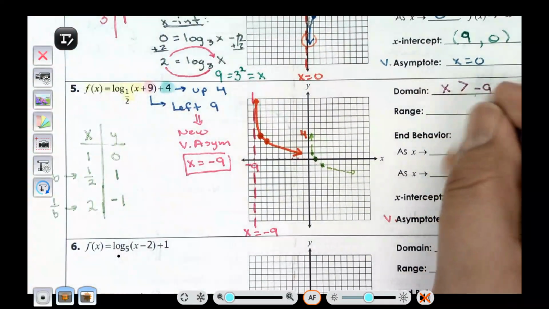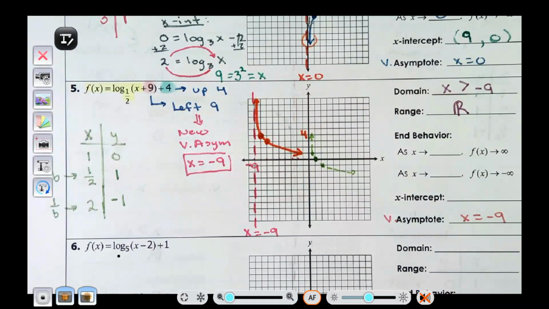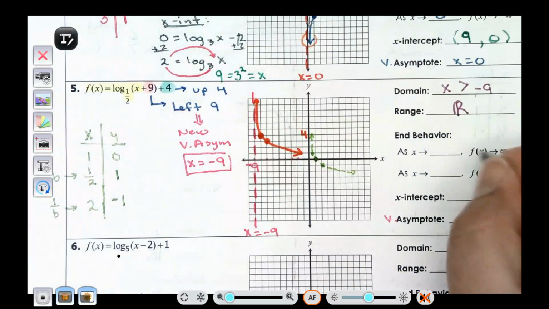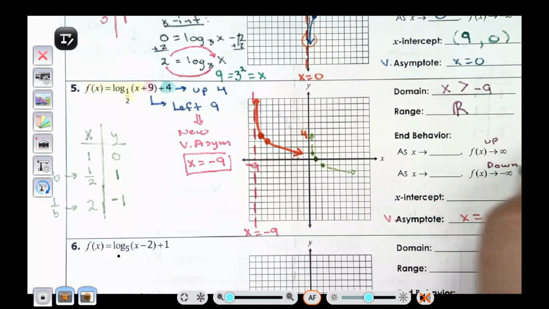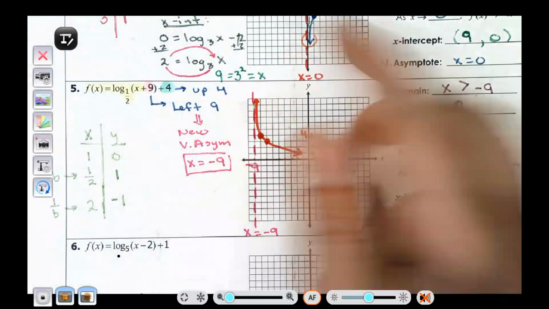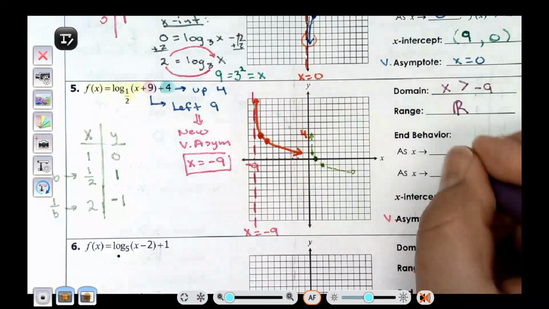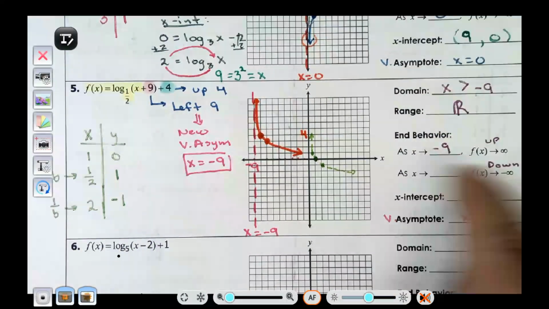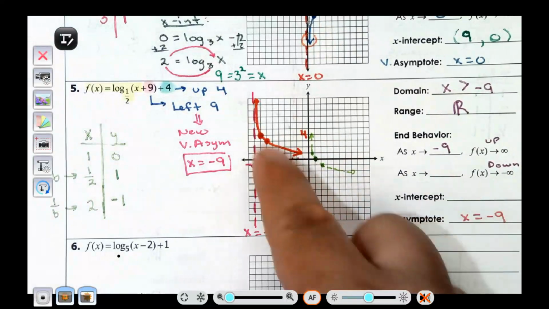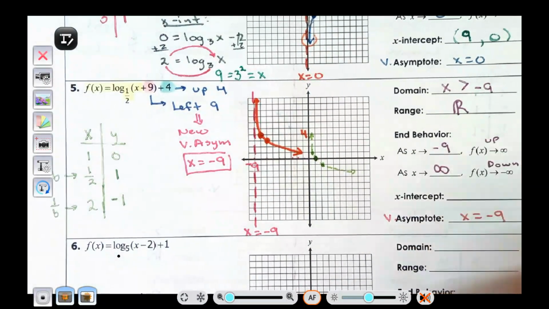My range, well, we already said it's all real numbers. That's not changing. So there's my double R for all real. And behavior, y goes to infinity, that's up. This is down. All right, let's talk about up. But when it goes up, notice that's when I'm getting close to touching this x. So that's where the -9 comes in, which means when it heads down, it is going to the right forever. So then we say infinity.